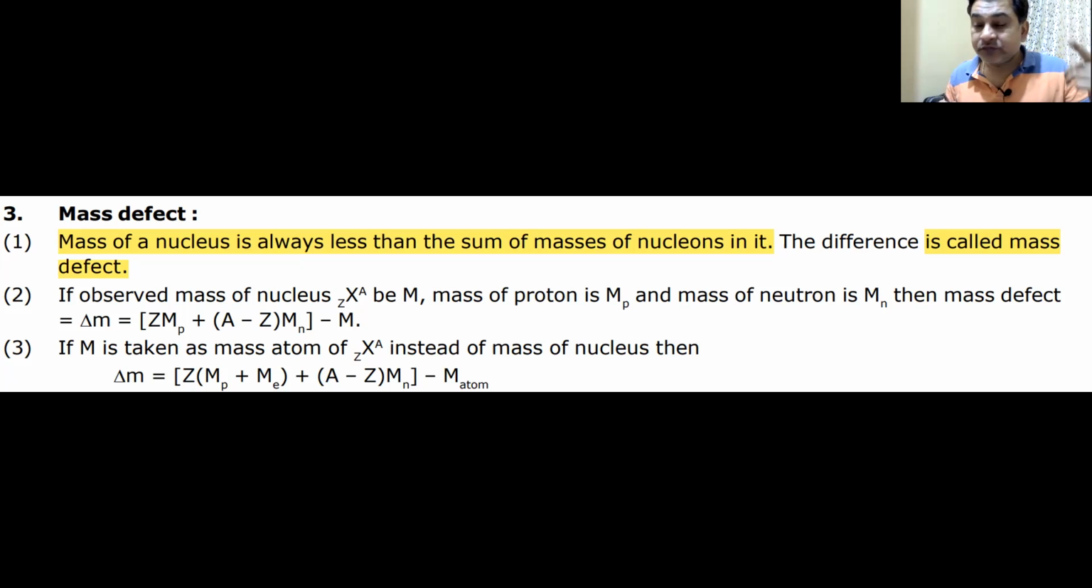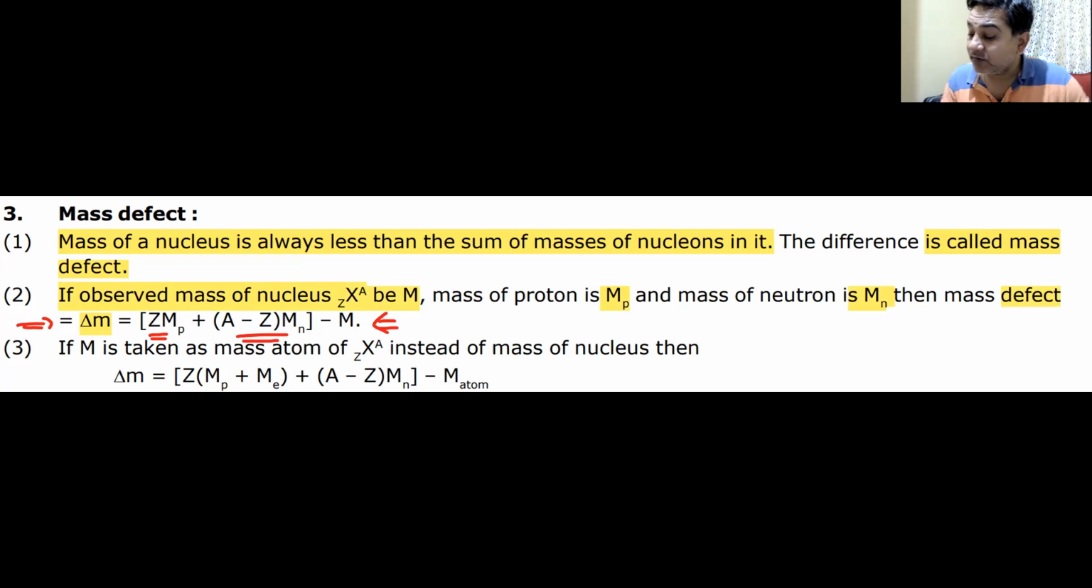Then I have a simple formula to find out the mass defect. If the mass of the nucleus is m, the mass of the proton is mp, and the mass of the neutron, almost the same but still different, is mn, what will be the mass defect? The mass defect will be simply the total mass of protons plus the total mass of neutrons, which will always be more, minus the mass of the nucleus. Do we understand this formula, or are you getting confused?